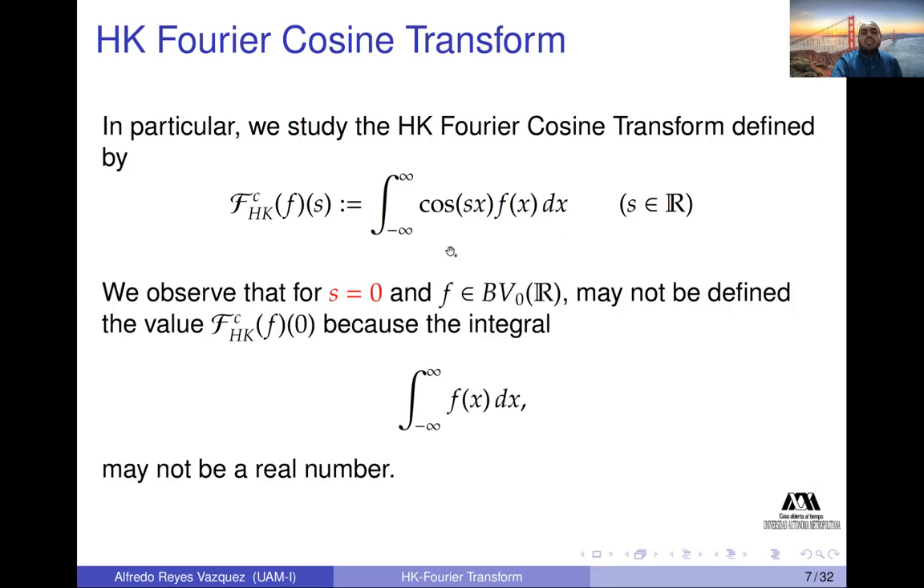It is important to notice that for s equals 0 and f living in BV0, the value of the HK-Fourier cosine transform at 0 may not be defined, because this integral may not be a real number. That's why we omit the value 0 in the last definition.